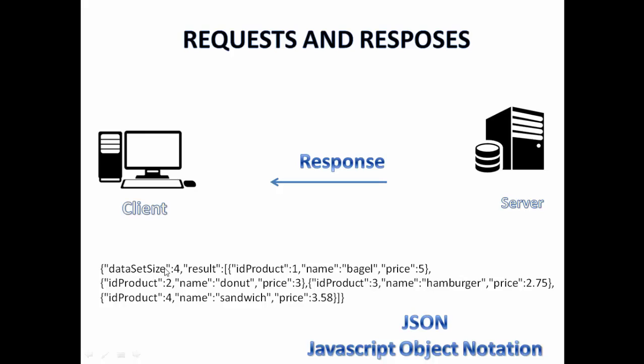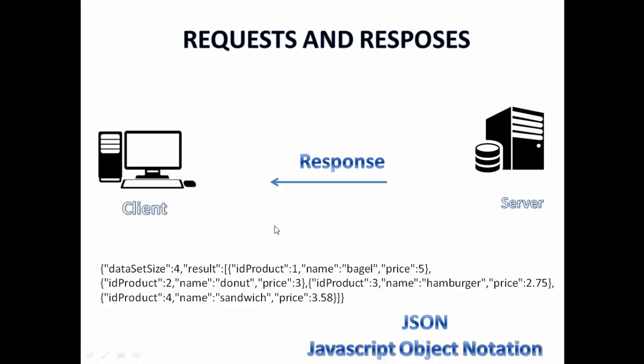And this format, if you look into it, is very straightforward. You have these curly braces showing all the objects. So ID product 1 is a bagel and it costs 5. ID product 2 is a donut and it costs 3. Number 3 is a hamburger, and so on and so forth. So this is JSON. It's just the format of sending data between client and server.